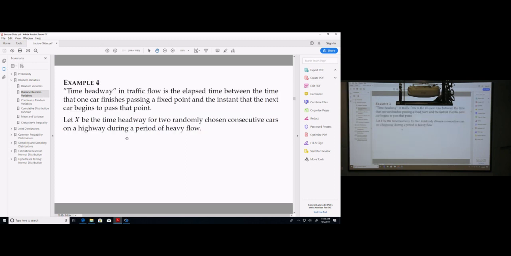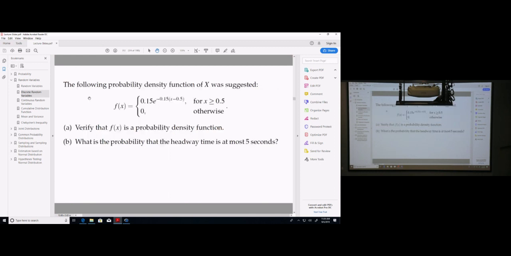Okay, so example 3 is basically a mathematical example, without giving you the background of the thing, but here it is. Time headway in traffic flow control is something that we want to measure. It's the time between one car and the next car passing through a fixed point. So basically, they wanted to control the gap there, all right? And so this is one of the probability density functions that was suggested.